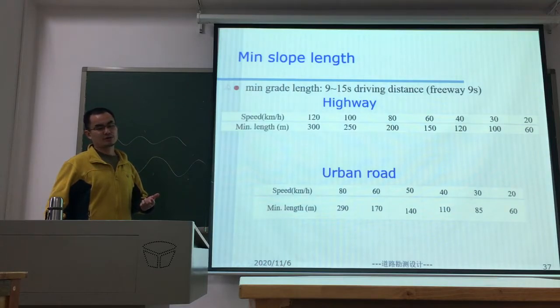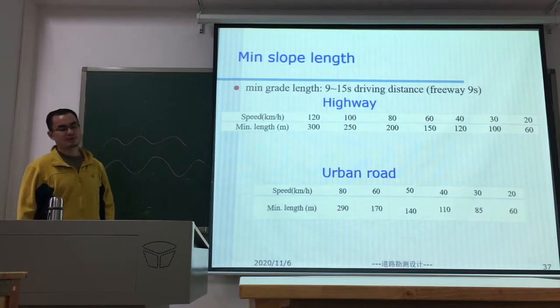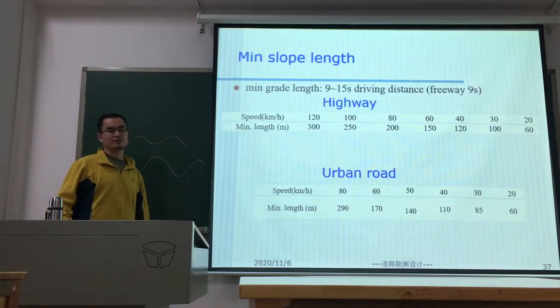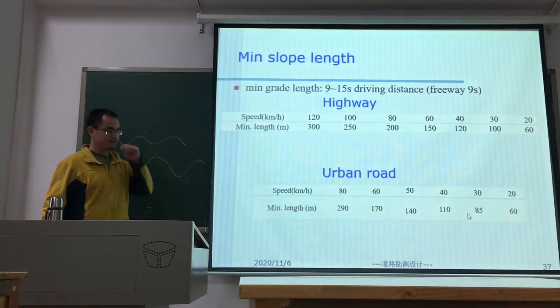This is the minimum length of different design speed. This is for highway. This table is for every road.